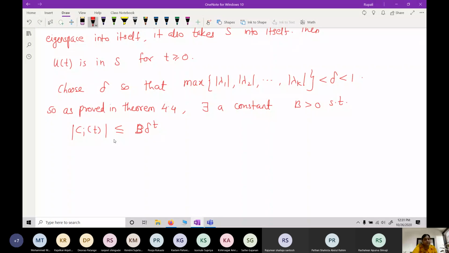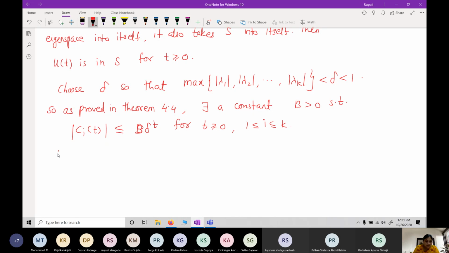Can you recall this? We started with the Putzer algorithm, and c_i(t) satisfies equations 4.7 and 4.8, right? So using those equations, the initial value problems for c_i(t), we found that c_i(t) is less than or equal to b times delta raised to t. Can you recall this? For t greater than or equal to 0 and for 1 less than or equal to i less than or equal to k.